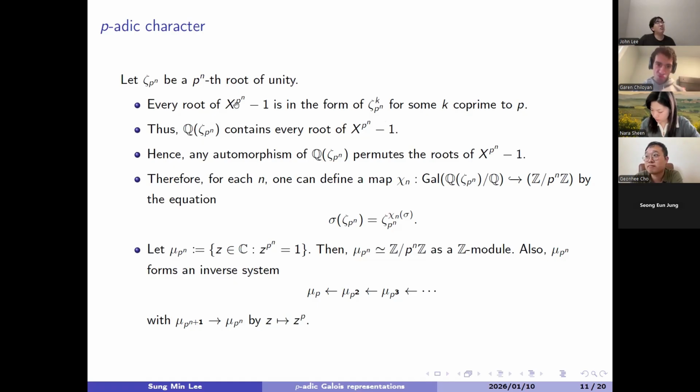So because every root of this equation is of the form zeta_{p^n} to the power of k, I can consider Q adjoin zeta_{p^n}, which should contain every root of this one. So it's going to be the splitting field of this one. And any automorphism of this field will be sending zeta to some power of zeta. And now the k should be coprime to p. In that case, the automorphism, because you need to shuffle but you cannot map two different roots to the same root, should be some k coprime to p, and that's going to permute the roots of x to the power of p^n minus 1.